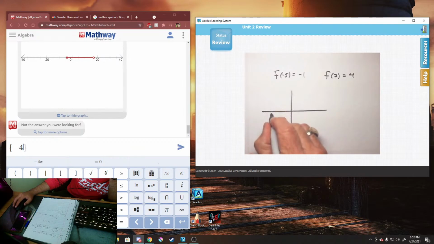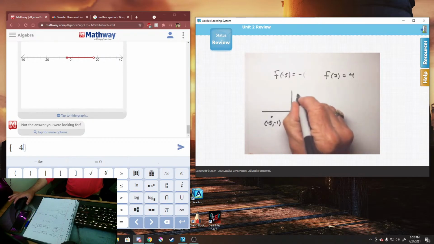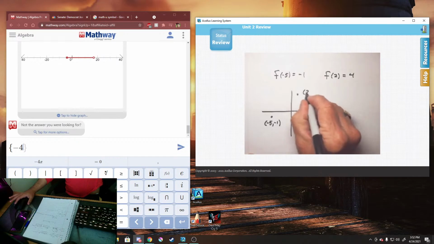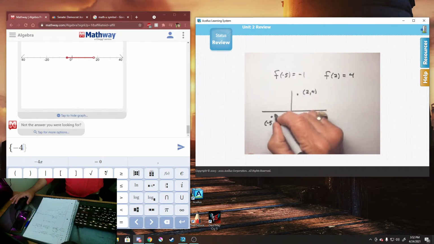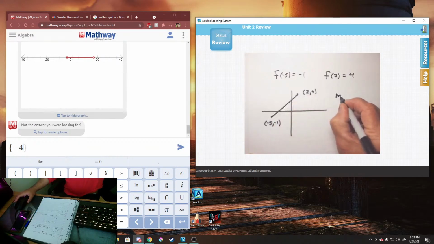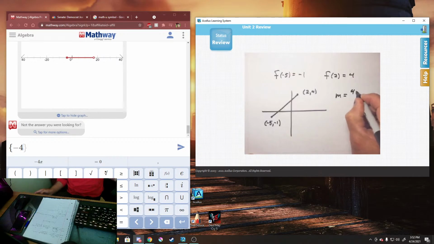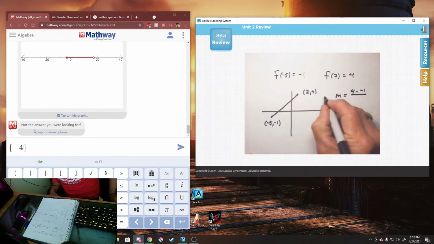f of negative 5 is negative 1, and f of 2 is 4. So the slope of this line is 4 minus negative 1 over 2 minus negative 5.